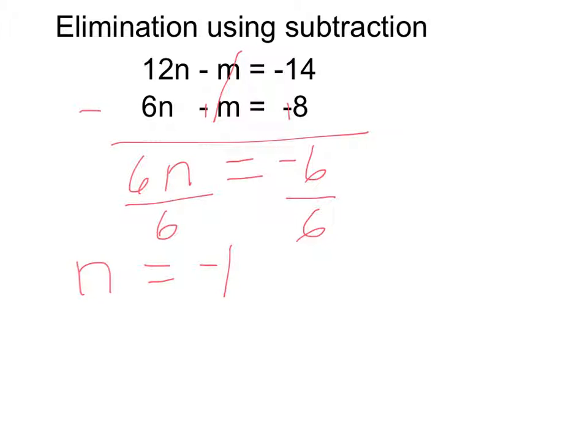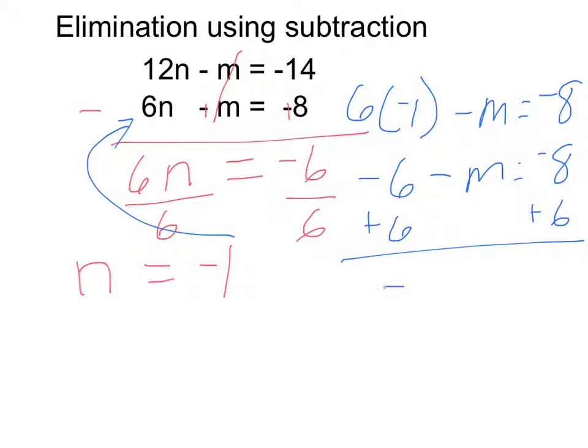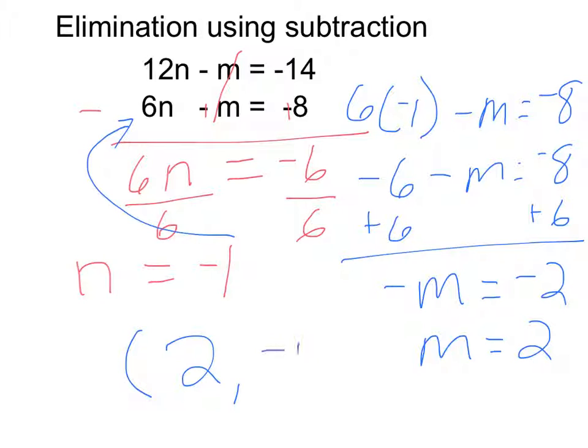So we'll go ahead and put this back into the original equation. This time I'm going to go ahead and use the second one. And we have 6 times negative 1 minus m equals negative 8. 6 times negative 1 is negative 6 minus m equals negative 8. Go ahead, add 6 to both sides, and you end up with negative m equals negative 2, and m equals 2. At this point we want an ordered pair. M comes before n, so 2, negative 1 is our ordered pair.